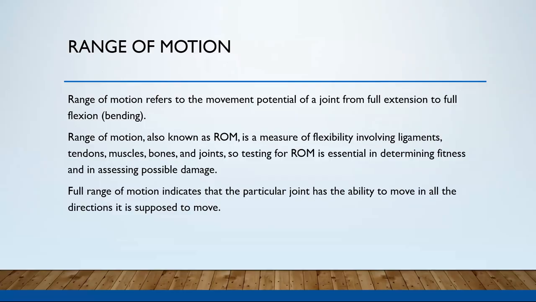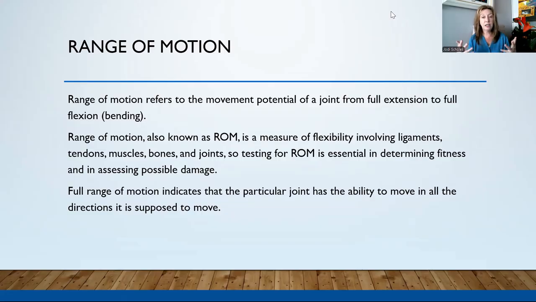Range of motion refers to the movement potential of a joint. And we can say should here: how should that joint be moving? I don't like to use the word should. I ask that you don't should on yourselves, you don't should on others. But in this case, traditionally, how does that joint move? Traditionally, what is full extension? What is full flexion? So this measures ligaments, tendons, joints, so bones, and muscles.